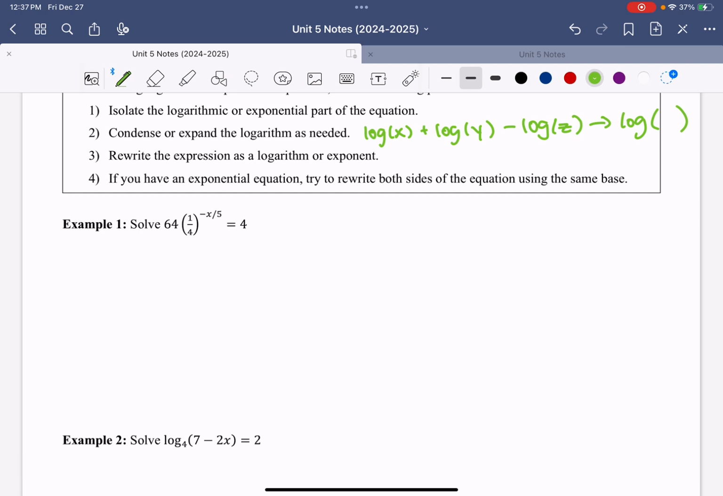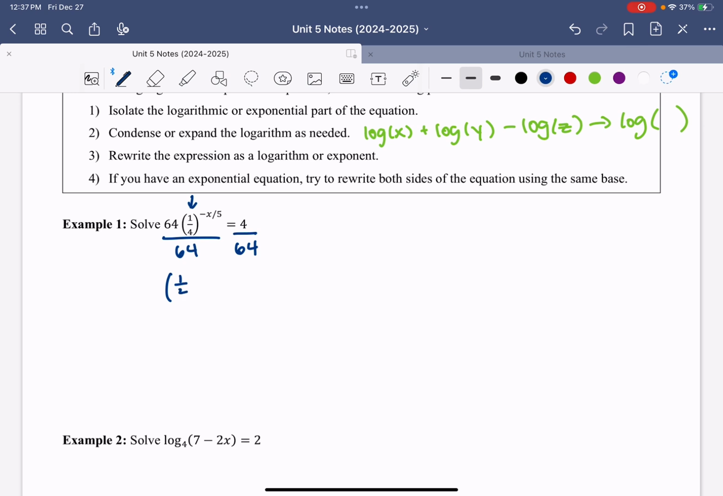So it says we're going to solve 64 times (1/4) raised to the power of negative x over 5, and it's equal to 4. All right. First thing I see here is that this is an exponential equation. I'm always going to try to isolate that exponential base. So our base is 1/4, so I'm going to divide both sides by 64.